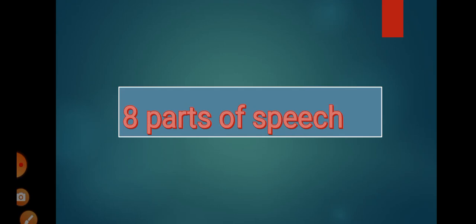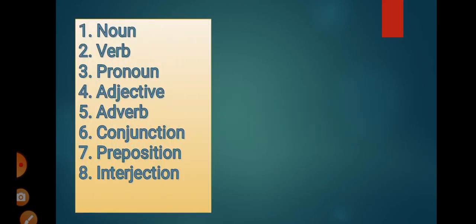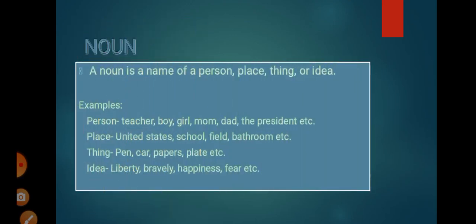So first, here are the 8 parts of speech: noun, verb, pronoun, adjective, adverb, conjunction, preposition, and interjection. Now let's start with a noun. So what is a noun? A noun is a name of a person, place, thing, or idea.